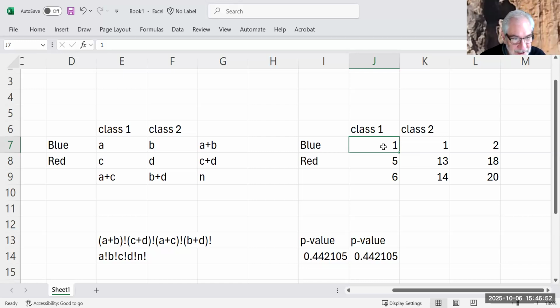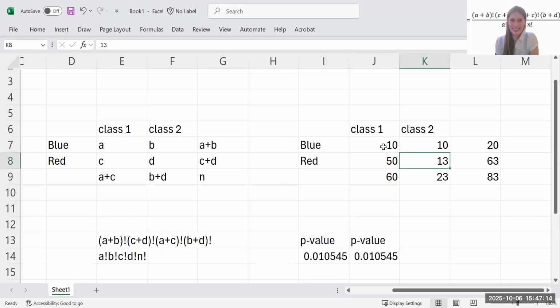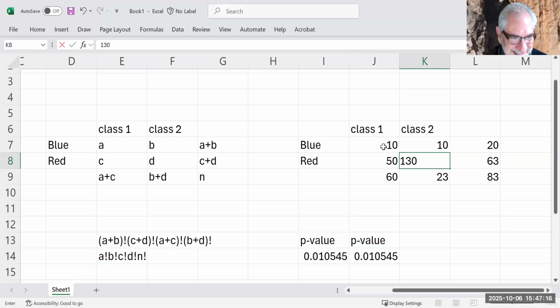So I'm going to change this to 10, this to 50, this to 10 again. And now who's going to tell us what 13 times 5 is? Oh, 130, right? Yeah, 130. Sorry, what am I talking about? I thought you were kidding. Then multiply by 10.